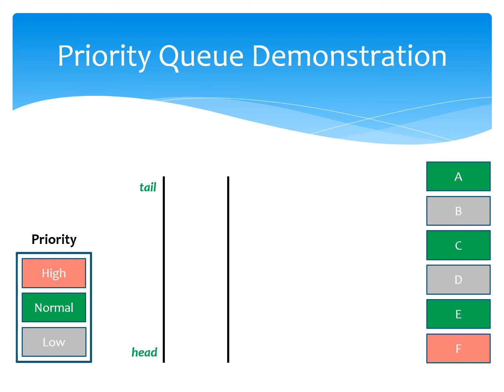As you can see, we submit task A with normal priority to the queue first, and A is the head of the queue. Second, task B with low priority is added to the queue. According to the first come, first served basis and task priority, task B will be served behind task A.